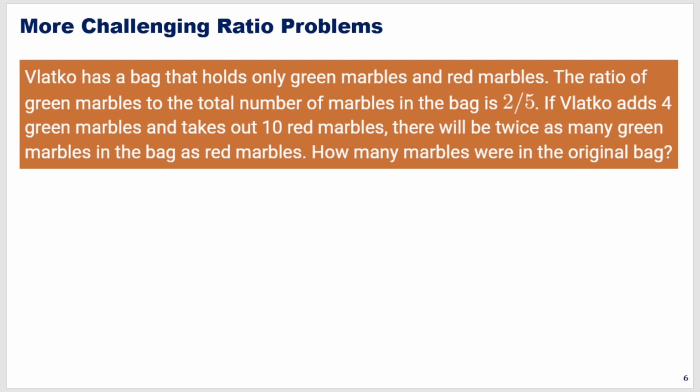So a person named Olacto has a bag that holds only green marbles and red marbles. Ratio of green marbles to the total number of marbles in the bag is 2/5. If this person adds 2 green marbles and takes out 10 red marbles, there will be twice as many green marbles in the bag as red marbles. How many marbles were there in the original bag? If you complete it, please give me your answer in the chat box, okay?